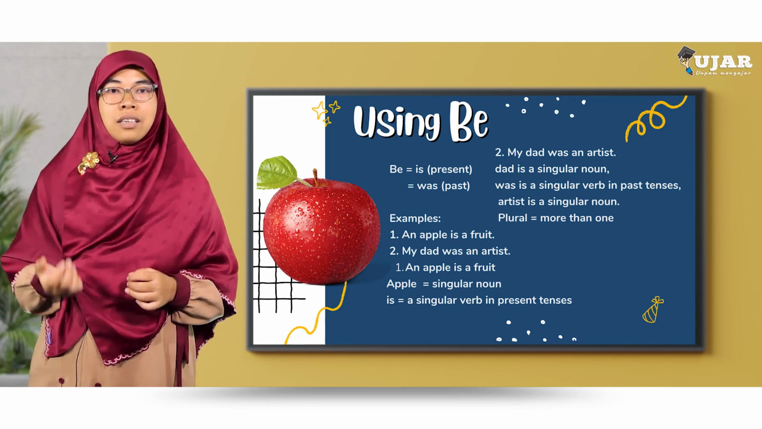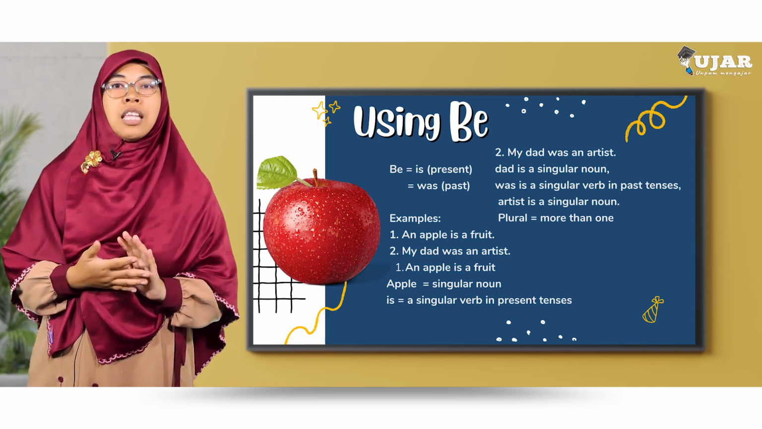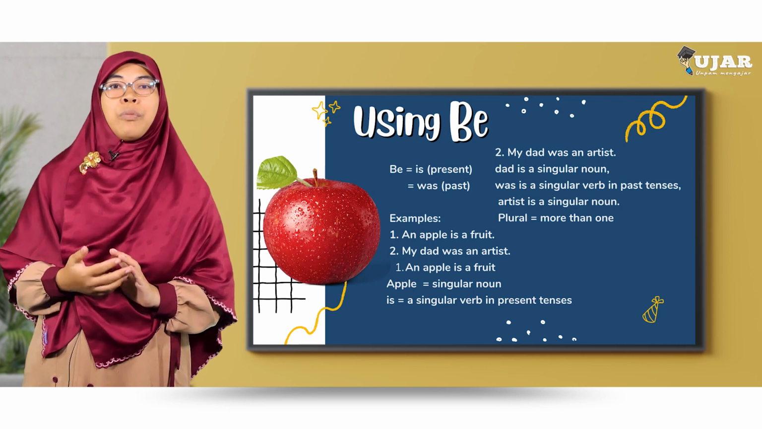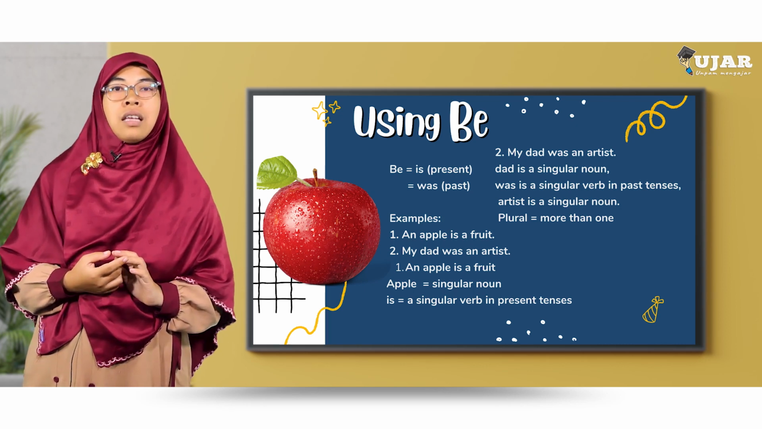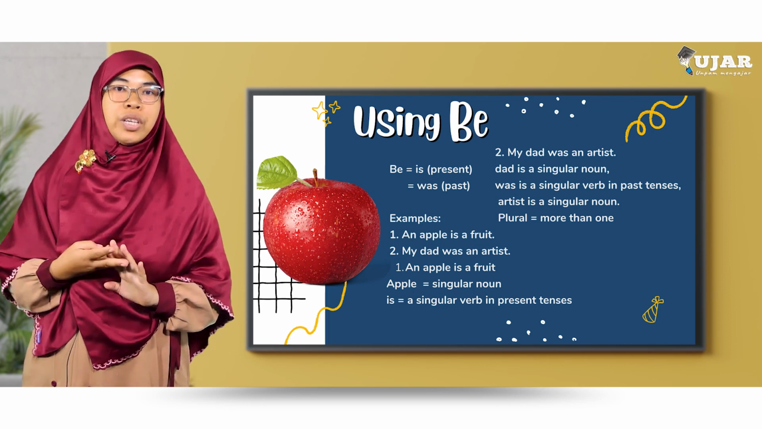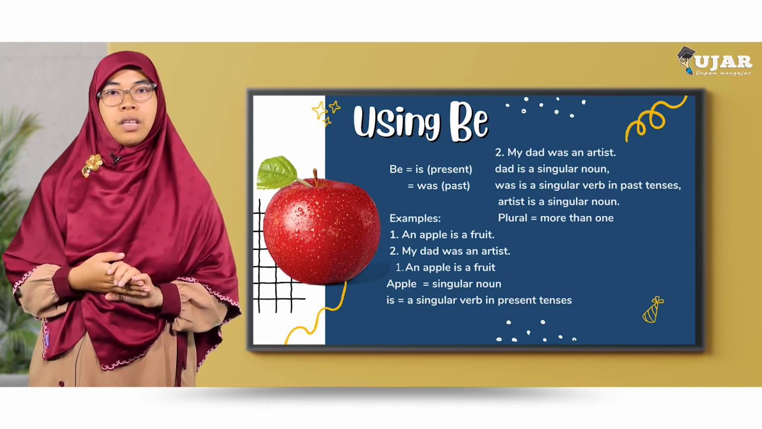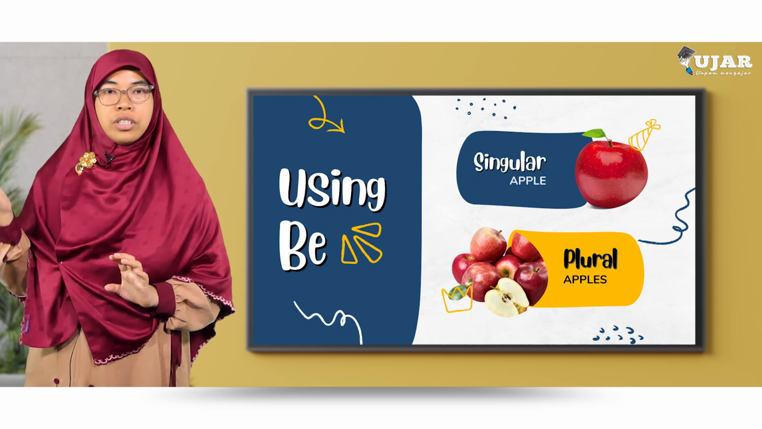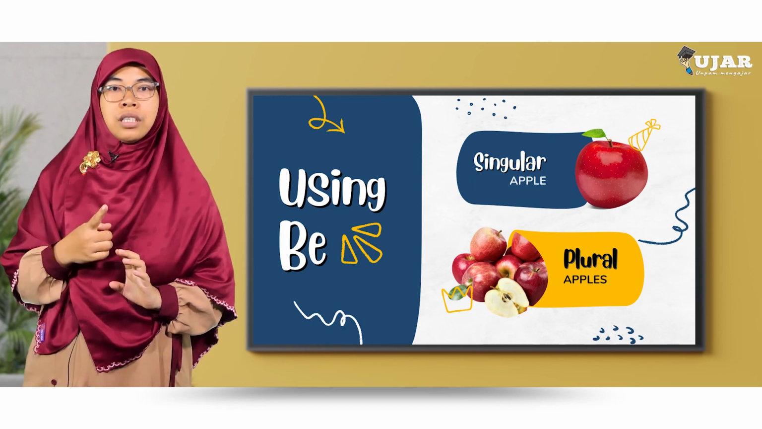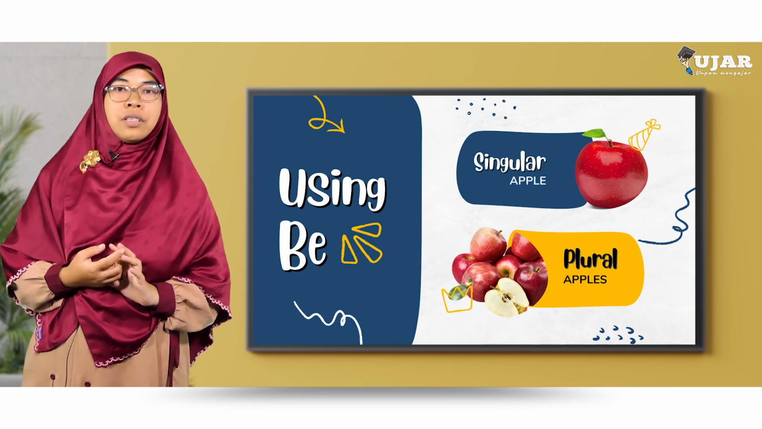Plural, on the other hand, means many. It means that there is more than one noun. It can be 2, 3, or more nouns mentioned at that time. When you see the picture, an apple means singular, 2 or more apples mean plural.